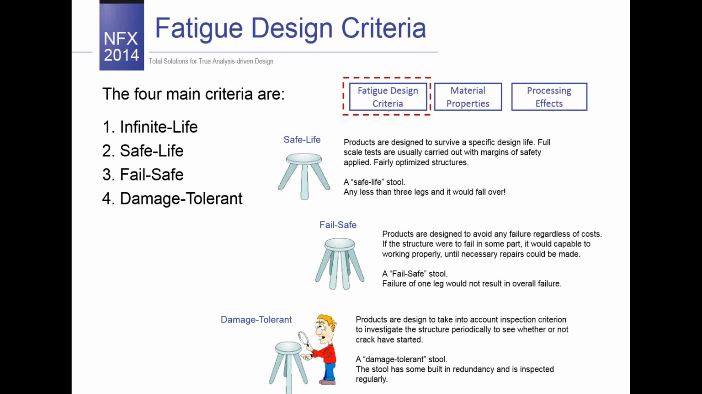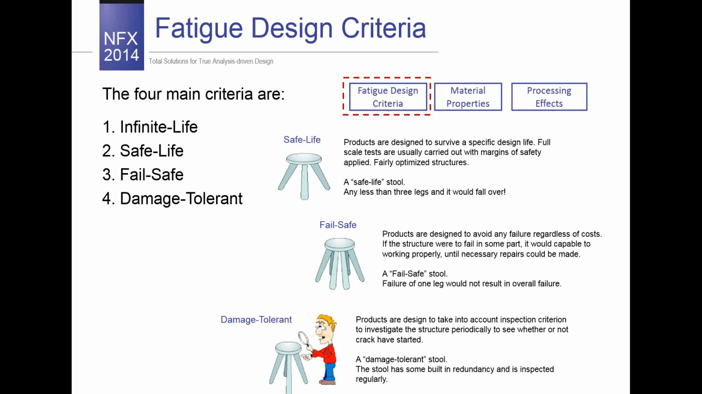Full-scale tests are usually carried out in the second philosophy with some margin of safety applied. As a result, we are receiving a fairly optimized structure, and after the operational period, the structure is simply retired. This criterion is used in many industries, for instance the automotive industry, and it can be used in pressure vessel design. Ball bearings and roller bearings are great examples of that philosophy.